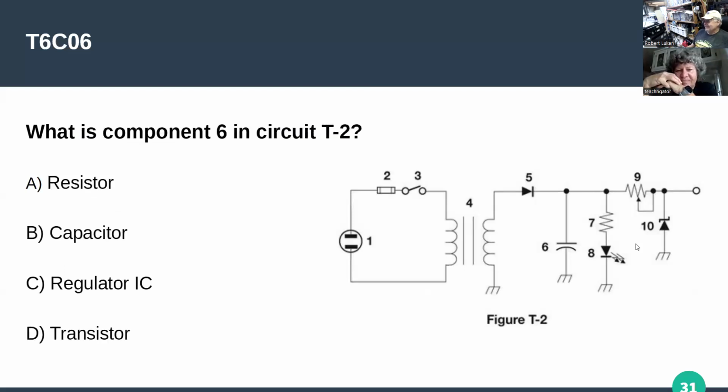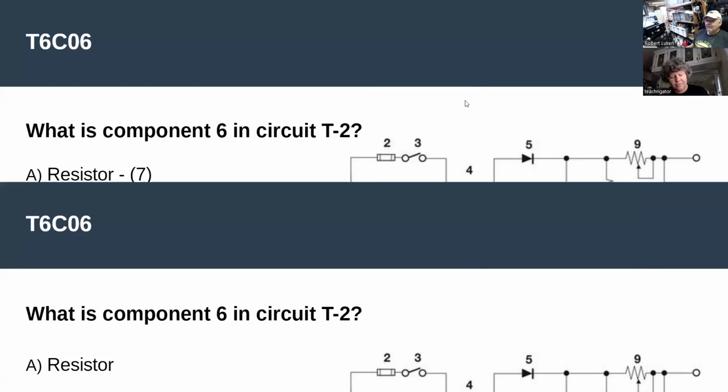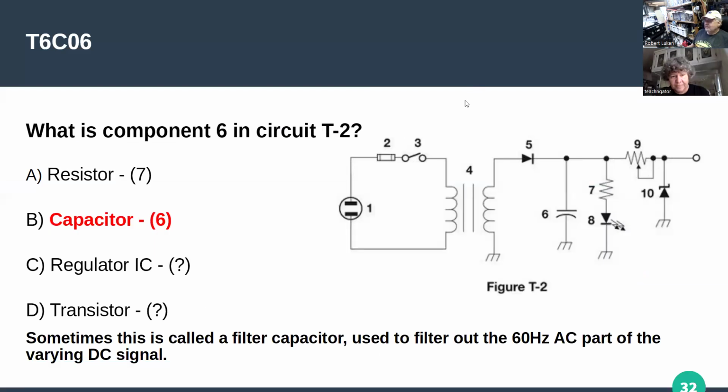What is component 6? Bravo, capacitor. Sometimes we call them filter capacitors, because it's trying to filter out or smooth out those DC pulses. So it's storing some of that energy in there.